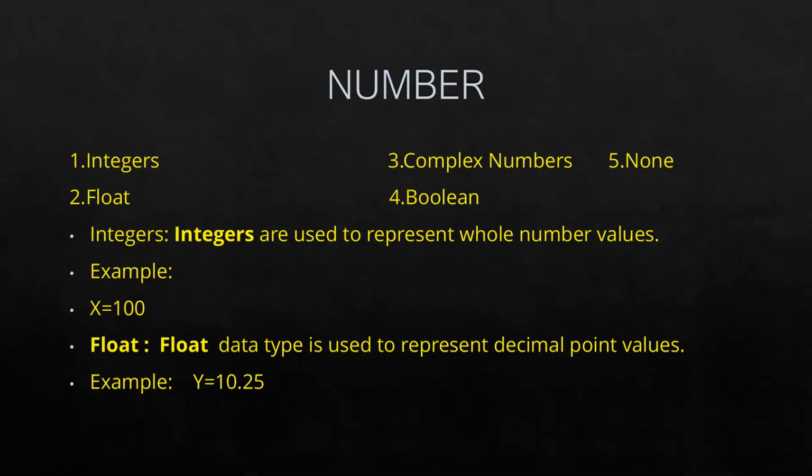First one is integers. Integers are used to represent whole number values. Whole numbers, as we all know, start with 0 and so on. x equals 100, where 100 is a whole number, hence it is known as an integer. What is a float? Decimal point values. Here float data types are used to represent fractional values, and the representation of float values is y equals 10.25. Here are the integer and float representations.